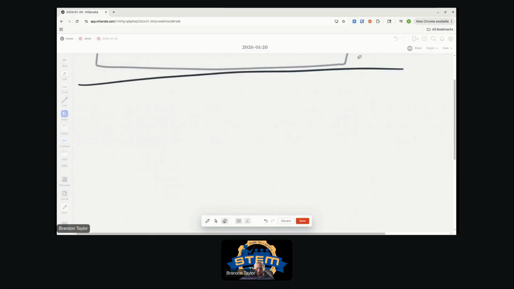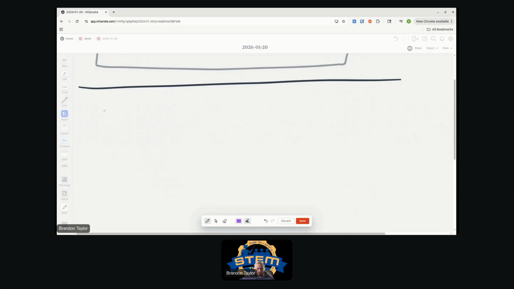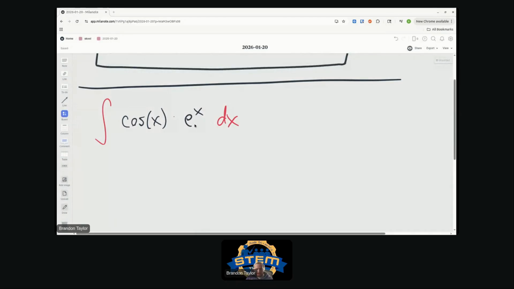How would you solve this? Think about how you would use integration by parts to solve it. So if I have the integral of cosine x times e to the x. This is something we couldn't really solve before. There's no method that allowed us to solve this, but with integration by parts, we actually can. So go ahead and take a couple minutes and see if you can think about how to solve that. If you're watching the recording, feel free to pause the video.